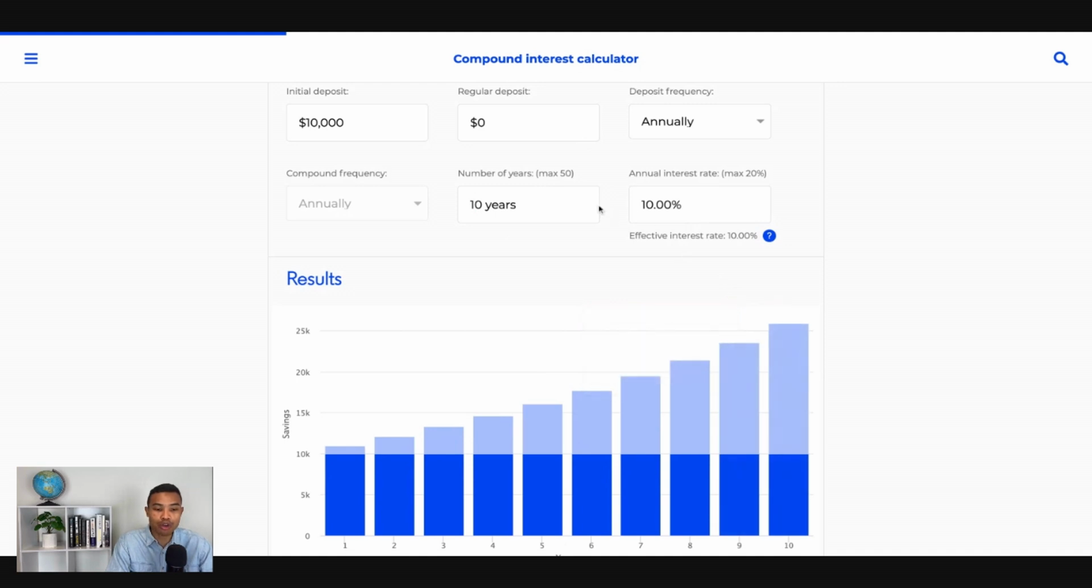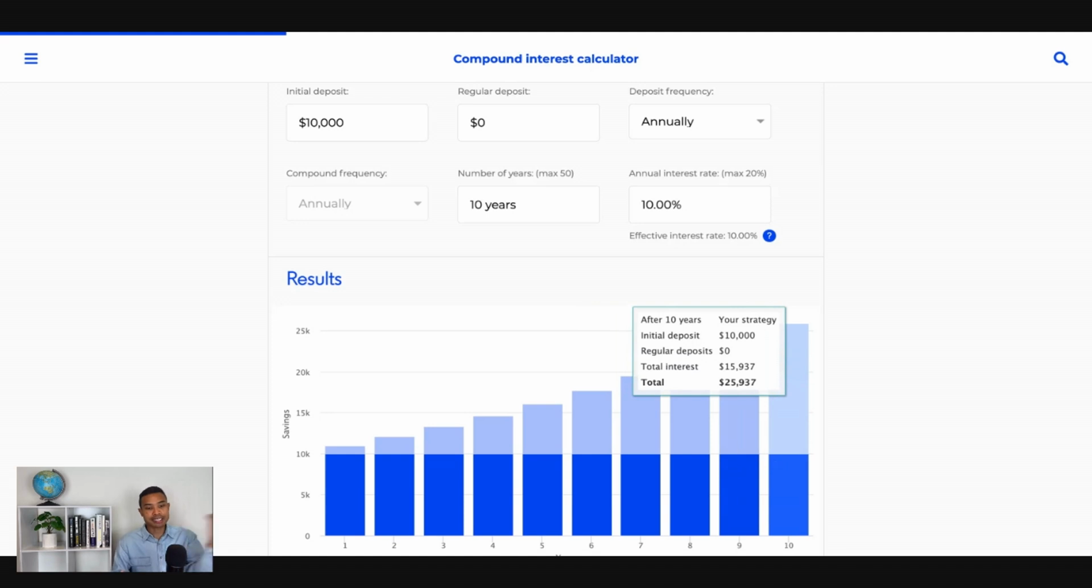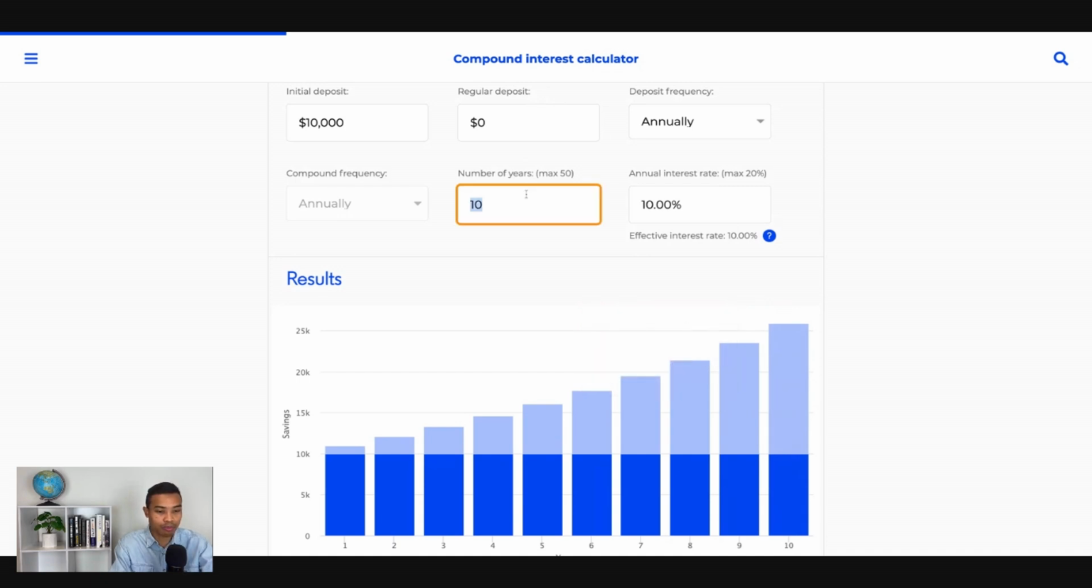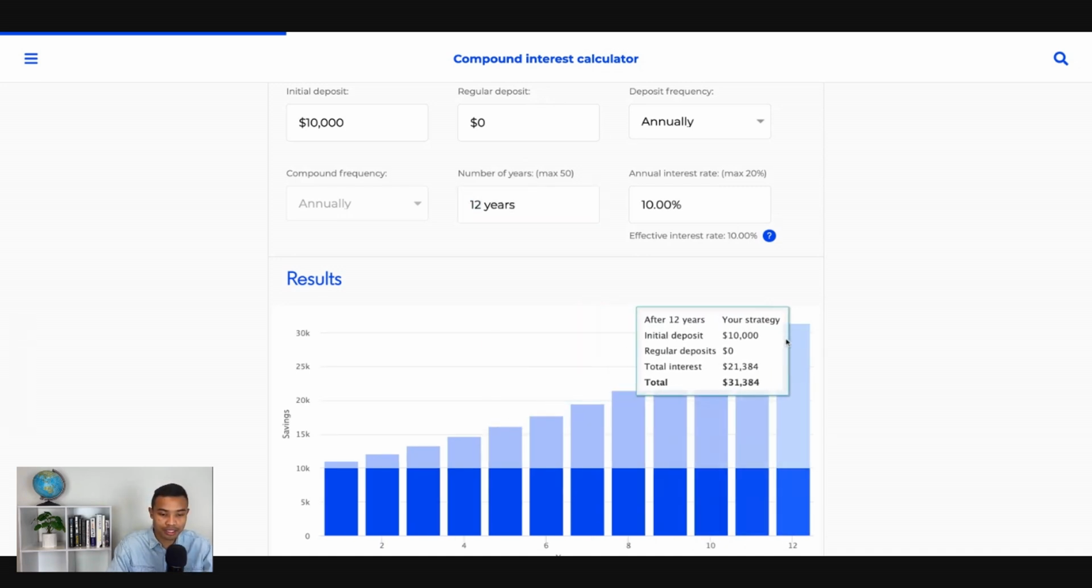And obviously over longer term periods of time, you can see here with the numbers, the initial deposit stays constant, $10,000. No regular deposits for this example here, but the total interest you can see that's being added. So in this second year here, you're adding over $2,000 of interest. So $13,579 to $15,937, about $2,400 in 1 year. And then over longer term periods of time, $12,000. You can see here, it's really starting to pick up pace now.